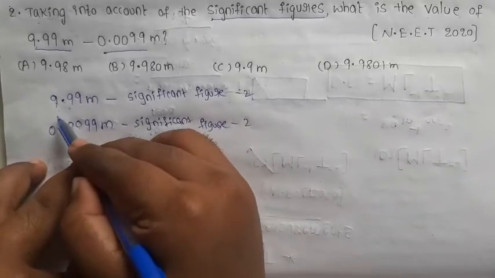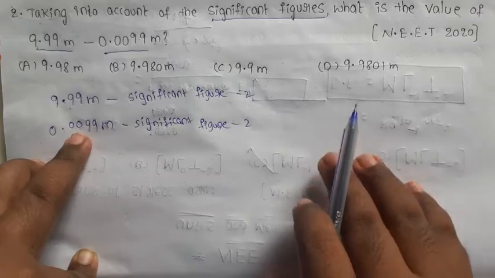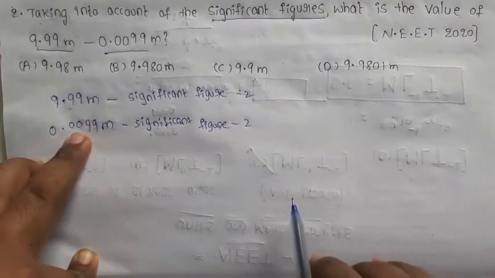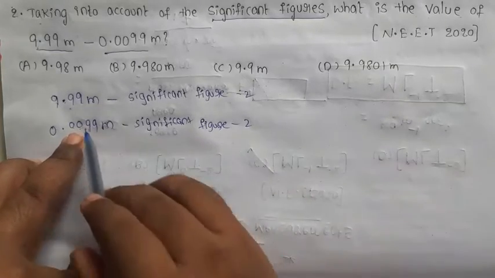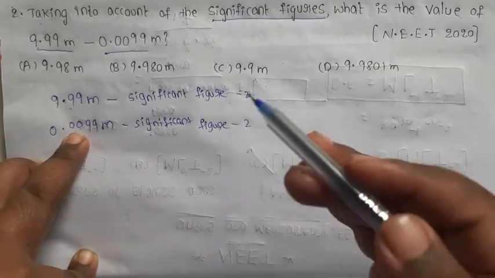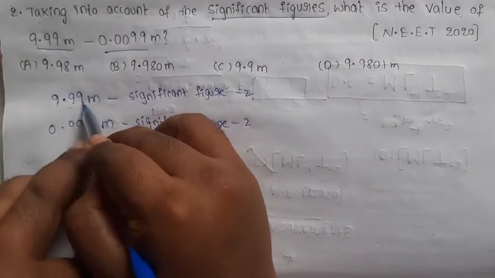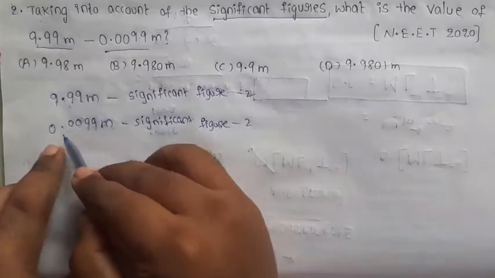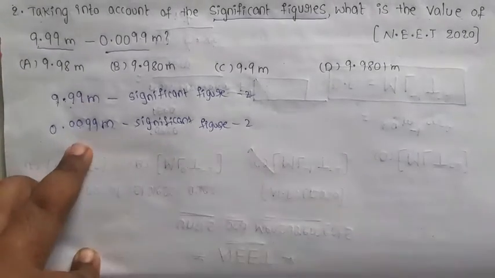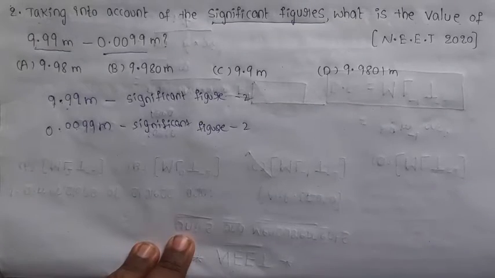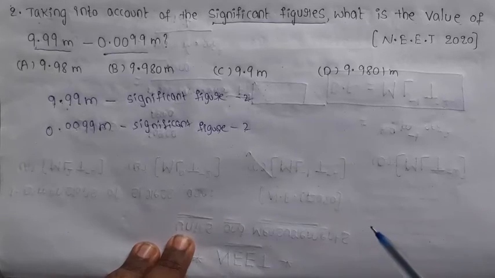After the decimal, if there are any zeros, remove them according to the rules of significant figures. That's why we are not considering zeros, but considering the remaining numbers from 1 to 9. According to that, 9.99 has significant figure 2, and 0.0099 has significant figure 2, removing the two zeros. Coming to the result, both values have significant figure 2, so the result also has significant figure 2.